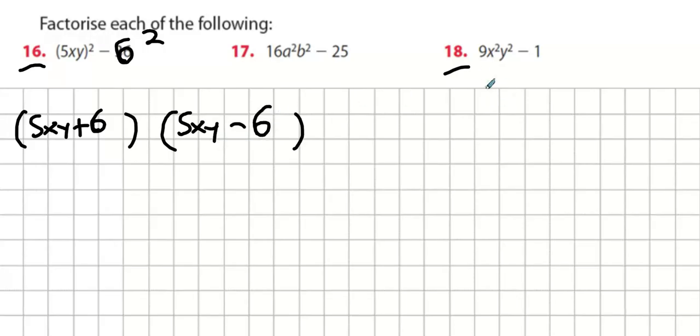Now the next one's a tricky one. Do you see the way the squared isn't on the outside? 1 is the same as 1 squared, isn't it? 1 multiplied by 1 is 1. Now, can anybody tell me what to do with this before I begin? What should I change it to?